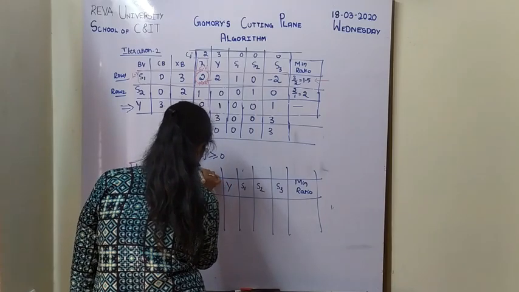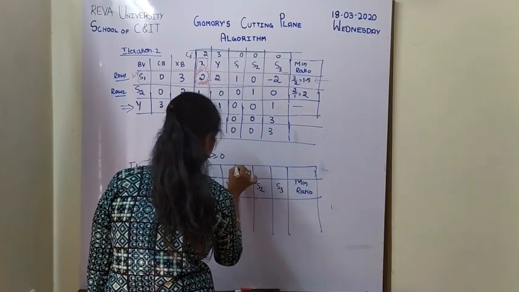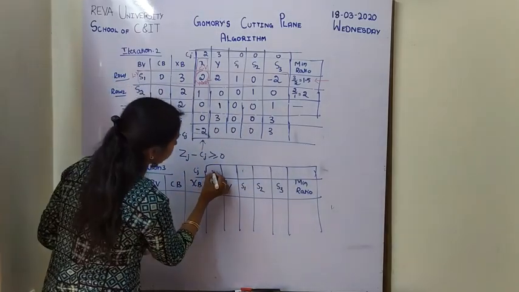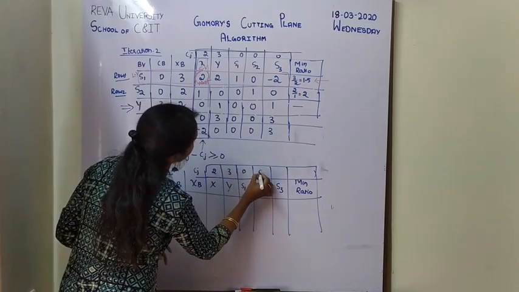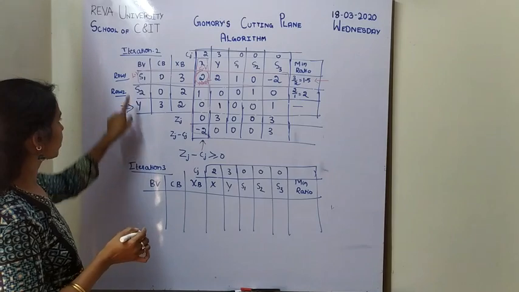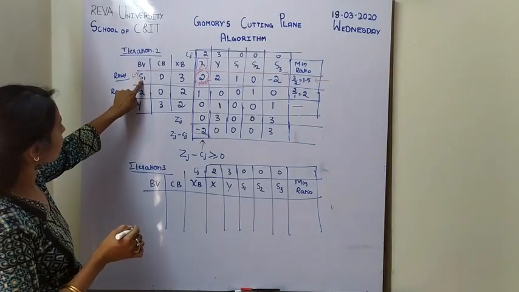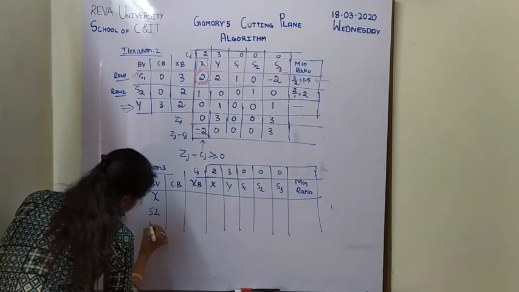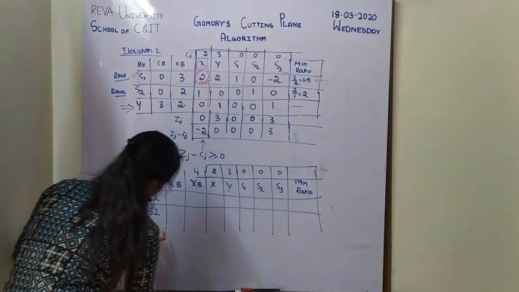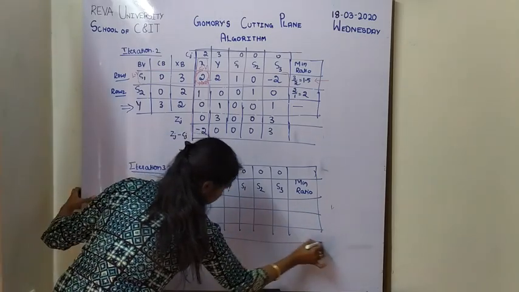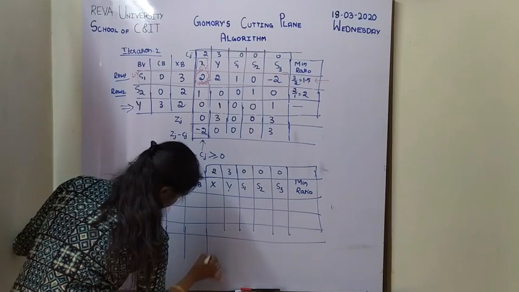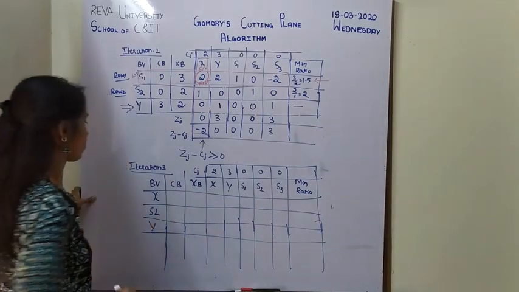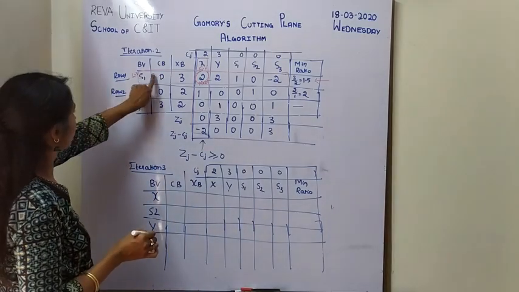This is your Cj. Now the coefficients you have to write again. This is 2, 3, 0, 0, 0. And the basic variables you have to write now. Instead of S1, X is entering. So you have to write X, S2 and Y. X, this is our new row.